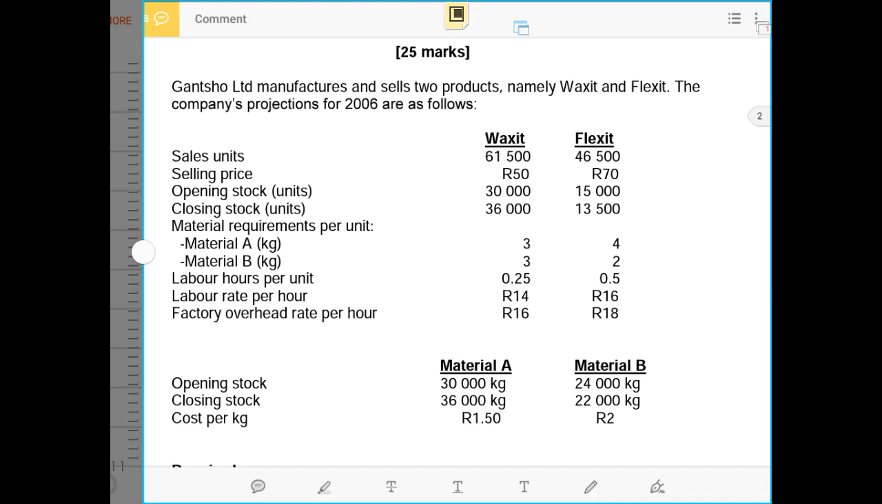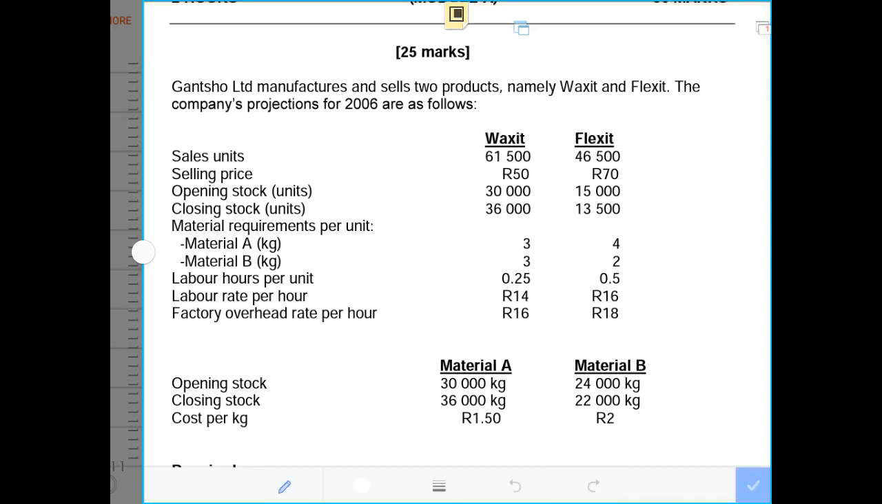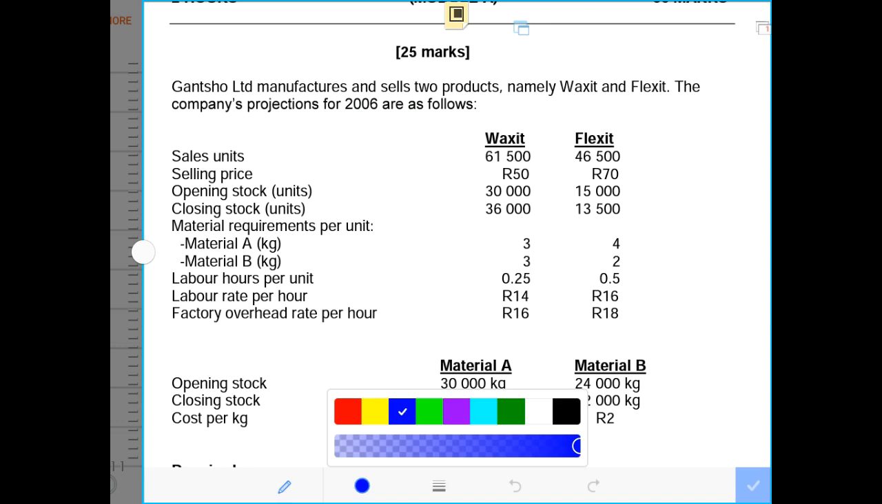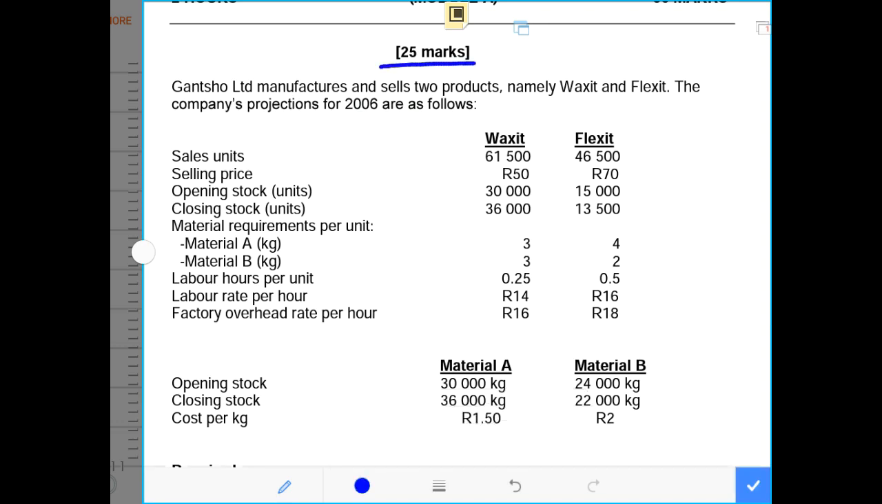I will be doing this exercise that is out of 25 marks, and this exercise is on production budgets. It says Kancho Ltd manufactures and sells two products, namely Waxit and Flexit. The company's projections for the year 2006 are given as follows. So now this company has two products. Product 1 is Waxit and product 2 is Flexit.